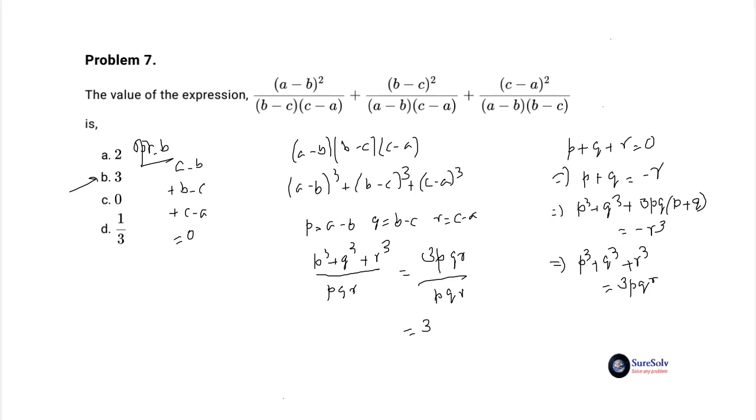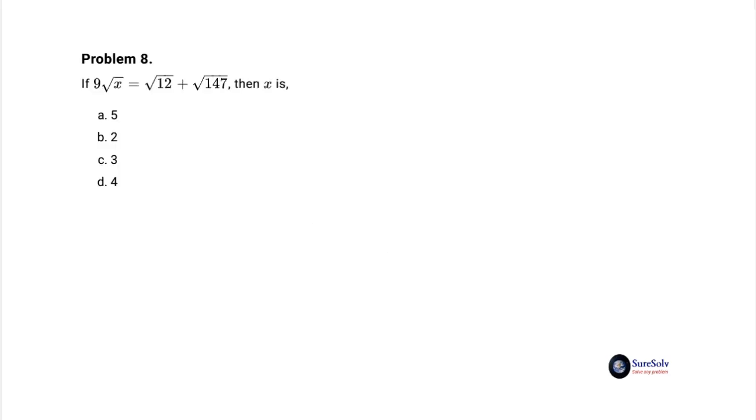Let's solve the next problem. Have a look at the problem and try to find the solution. You may immediately spot the key pattern of square root 12 equal to 2 root 3 and square root 147 equal to 7 root 3. So you add up the two RHS terms to get 9 root x equal to 2 root 3 plus 7 root 3 equal to 9 root 3.